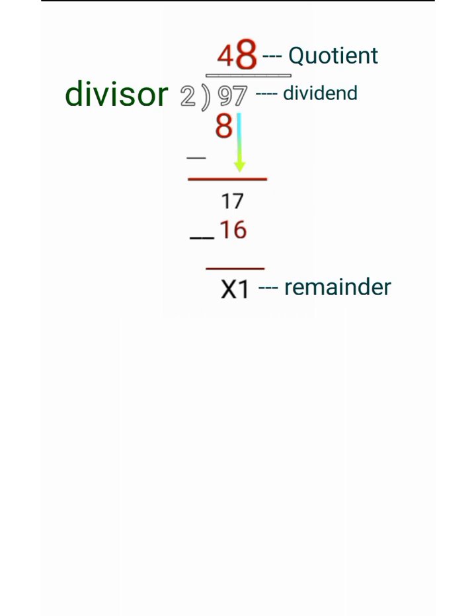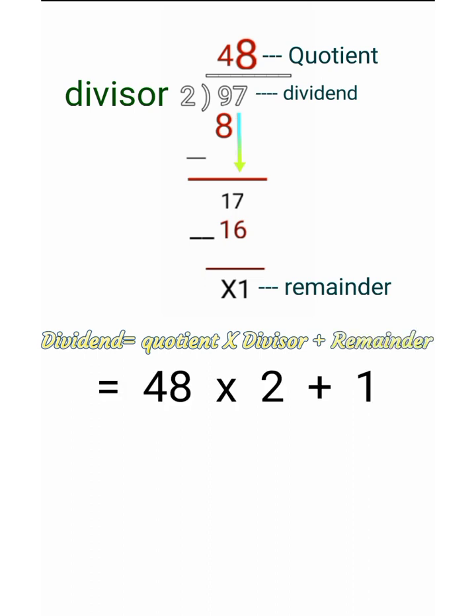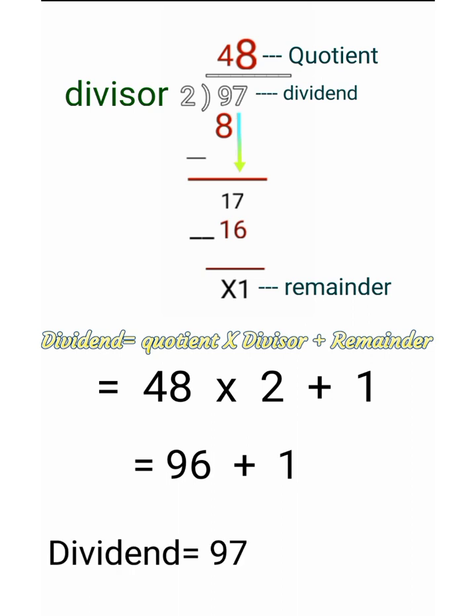All we have to do is use the following relation. Dividend is equal to quotient into divisor plus remainder. That is, quotient is 48, divisor is 2, and remainder is 1, which is equal to 96 plus 1 is equal to 97. Children, did you notice our dividend is 97? I hope you have understood today's video very well.